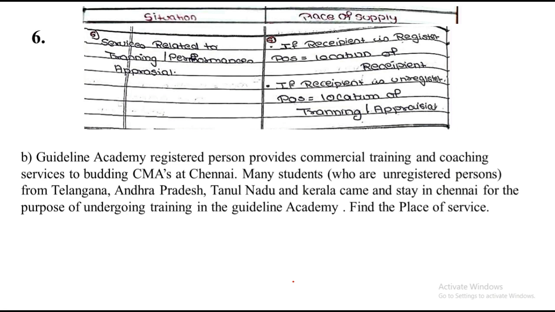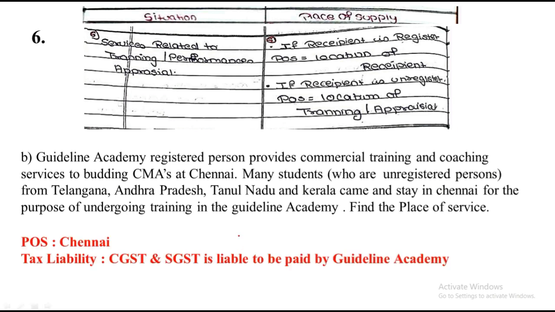Now here the recipients are unregistered. As per the rule, if they are unregistered, the place where the training took place will be your place of supply. So in our case, the answer will be Chennai, because the training has been taking place in Chennai. And the students who are the recipients are unregistered, so the location of the training will be considered as the place of supply.